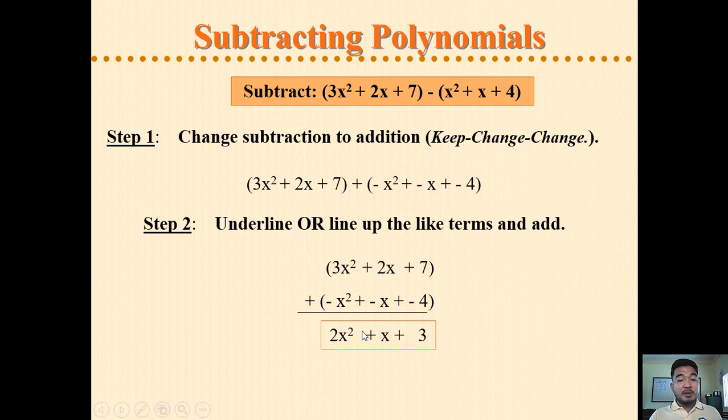Continue. 2x plus negative x is x because 2 plus negative 1 equals 1. Pag 1, hindi na natin sinusulat yung coefficient. 7 plus negative 4 is equal to 3. So the difference of these two polynomials is equal to 2x squared plus x plus 3.